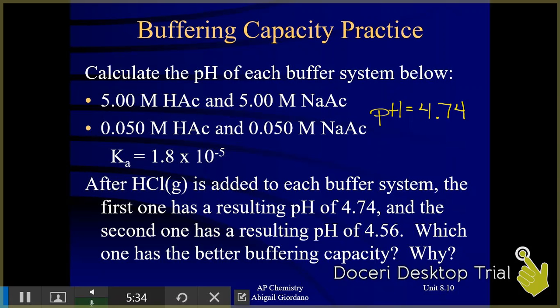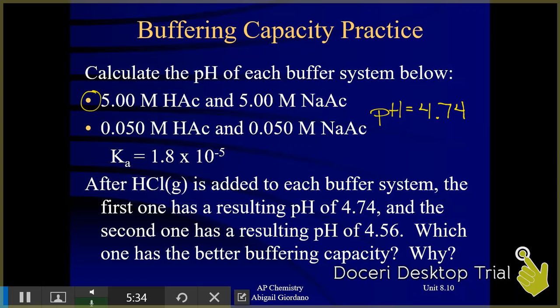Now, stop there. That's really good. Think about it. This first buffer system, just by itself, had a pH of 4.74. Even after adding something super aggressive, like hydrochloric acid, the pH stayed right where it was before. That's a buffer system doing a really good job. Even after adding something really aggressive, the pH has not budged.